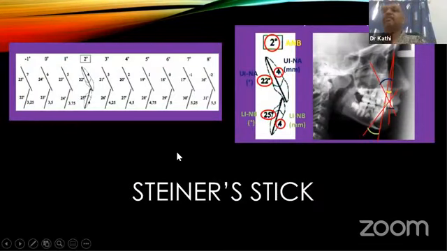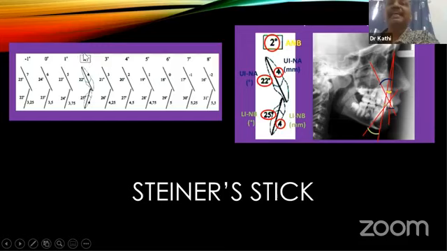Okay, next, when we talk about camouflage, we can't ignore what a great guru of orthodontics by the name of Cecil Steiner mentioned. He has his own cephalometric analysis, and he has mapped out how the teeth need to be angulated or inclined so that the skeletal discrepancy can be camouflaged. It is called Steiner's sticks.